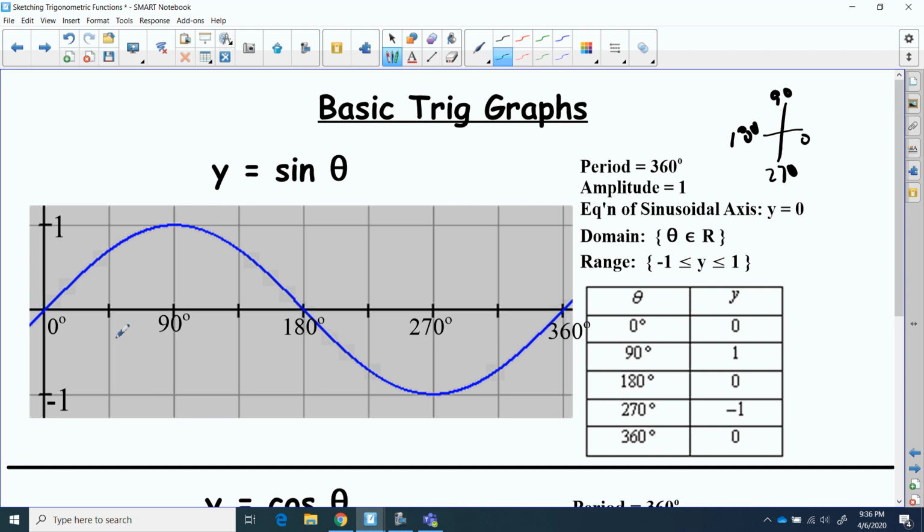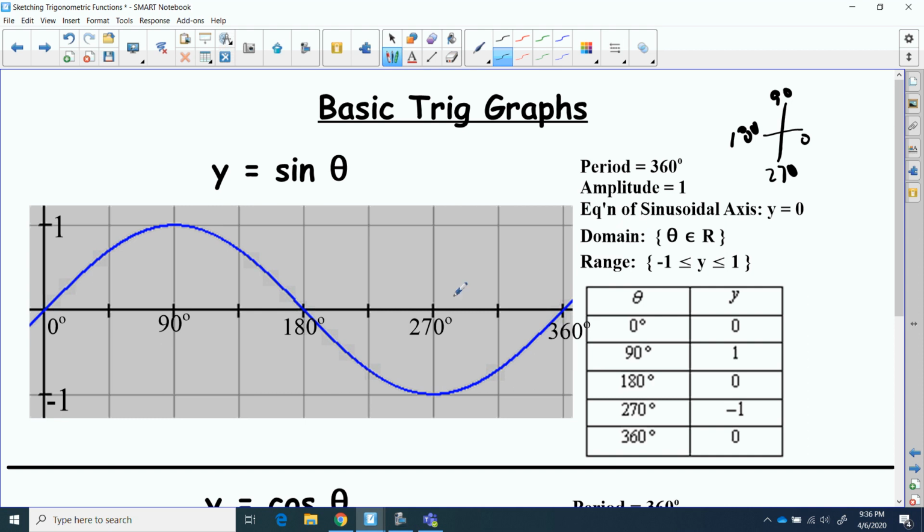If you work your way around the pattern, 0 is at 0, 90 is at 1, 180, the y value is 0, 270, the y value is -1, and then 360, the y value is back at 0. So the period, as we've already identified, is 360. The amplitude, from the middle to the high, is 1. The sinusoidal axis is y equals 0.